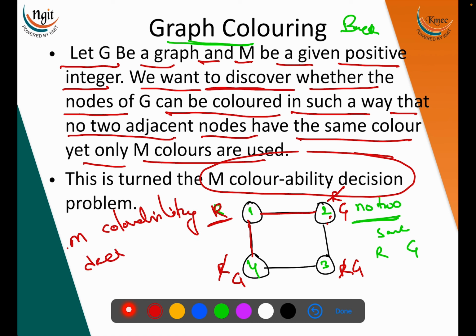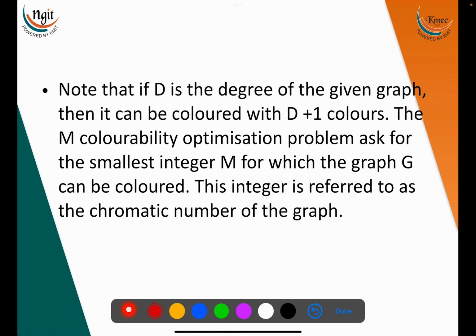M colorability decision problem. The name itself tells that you have to take a decision based upon the graph you are given. You have to find out how many colors are possible to color the graph where two adjacent nodes will not have the same color. So this is called the M colorability decision problem. There is one more problem, which is the optimization problem. M colorability optimization problem. Now let's see what it is.